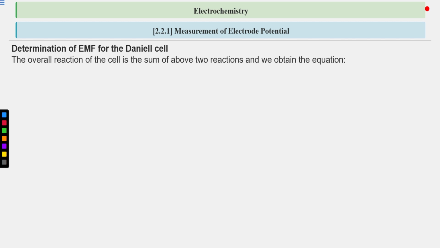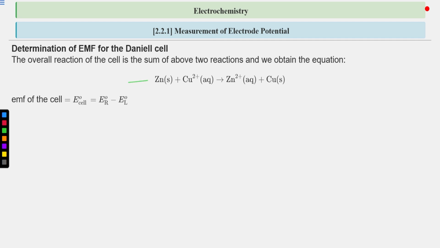Now, the overall cell reaction is the sum of the above two reactions. If you want to see the overall cell reaction, it will be the sum of the two half cell reactions, so we just add the left electrode reaction and the right electrode reaction together. The electrons are equal in both electrodes, so they cancel out, and the reactant sides add up together and the product sides add up together. The overall cell reaction becomes zinc plus copper 2 plus giving us zinc 2 plus plus copper. So this is the redox reaction for the overall cell, where the zinc is undergoing oxidation and the copper is undergoing reduction simultaneously.